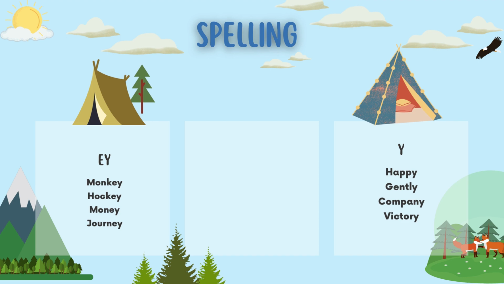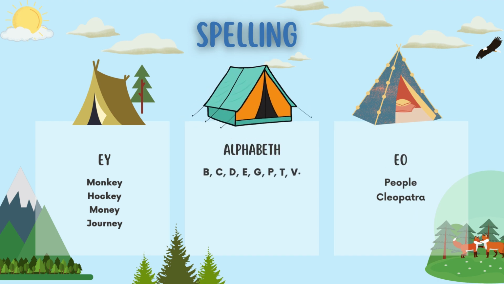There are also some words ending in Y that are pronounced with the smiling E. For example, happy, gently, company, victory. If you are practicing spelling, these letters have the smiling E: B, C, D, E, G, P, T, V. Remember that these rules can be broken or some letters may not match the sound. It is a matter of practice for you to identify the sound and their proper spelling and pronunciation.